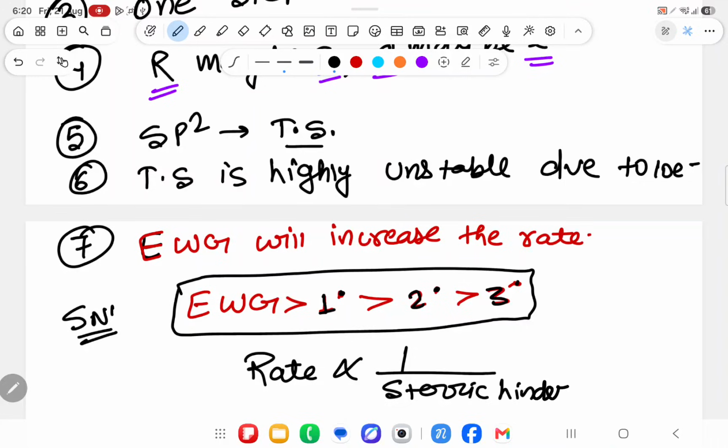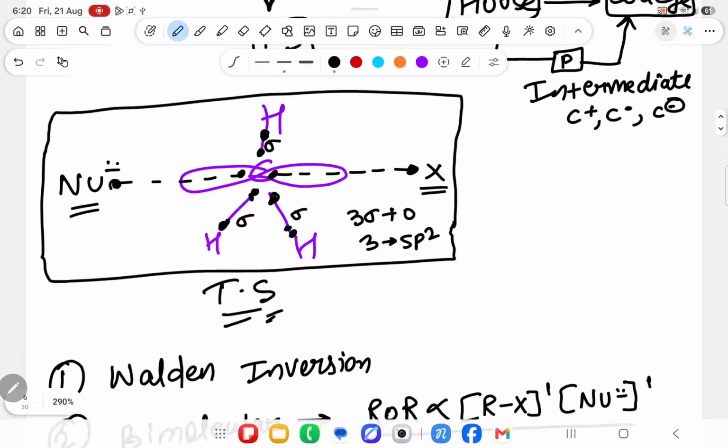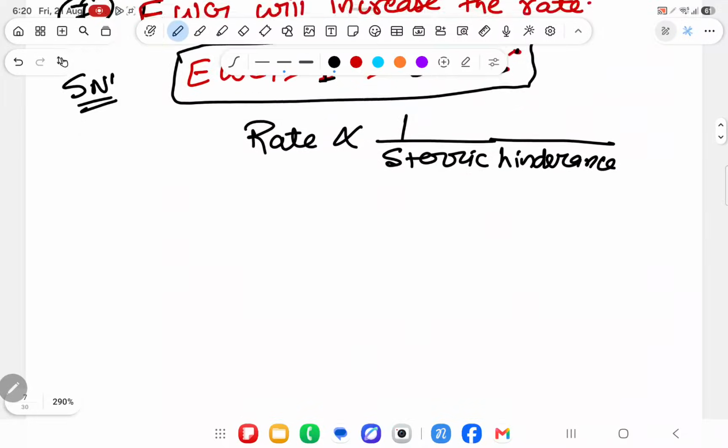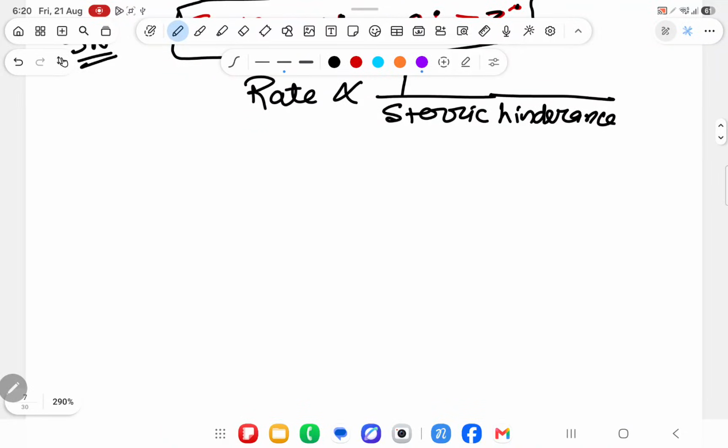Steric hindrance means crowding. Why is it inversely proportional? Because the nucleophile has to attack from the back side. If lots of things are already there, instead of hydrogen, CH3, CH3, CH3, the nucleophile will not easily attack from the back side. Understood the point? Overall, what is happening?